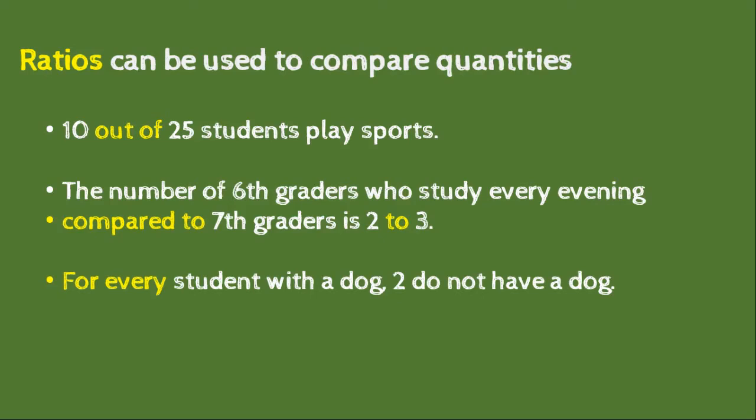For every student with a dog, 2 do not have a dog. So for every 1 student who has a dog, 2 do not have a dog. That is also very specific. It uses the words "for every," which is our keyword that represents a ratio.